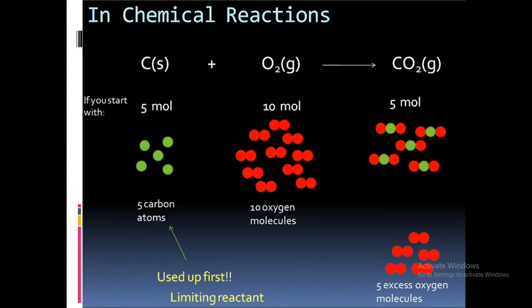In a chemical reaction, C plus O2 gives CO2. So, if you start with 5 moles of carbon and 10 moles of oxygen to produce 5 moles of carbon dioxide, for this case, which one is the limiting reactant? Which one is the excess reactant? Carbon is the limiting reactant, oxygen is the excess reactant. Why? Because oxygen is present with 5 moles in excess. Okay, how will we discuss this?